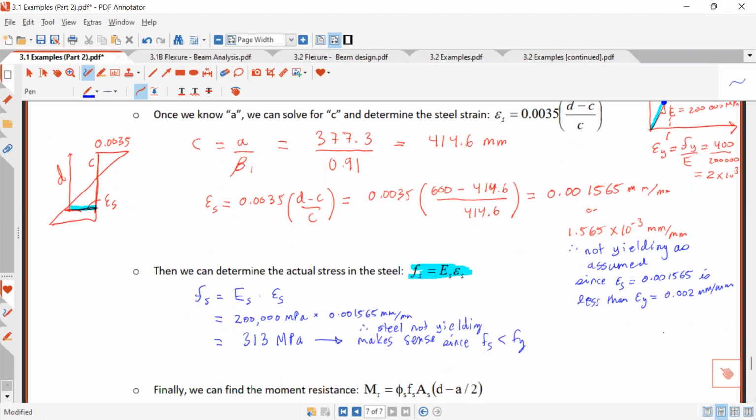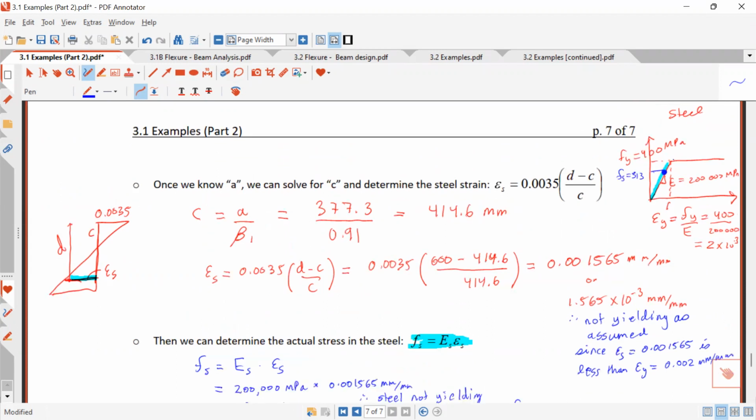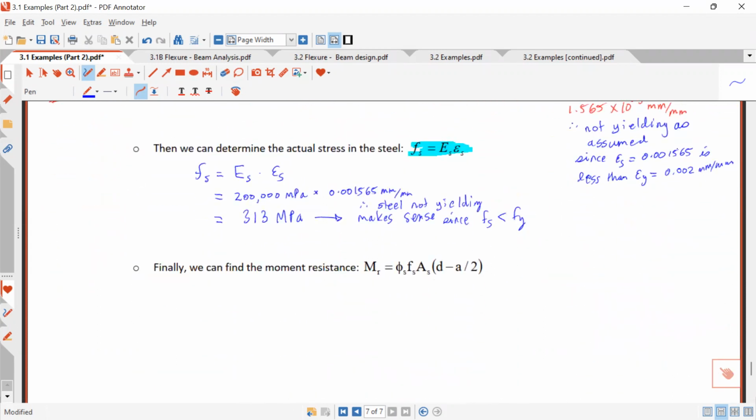Hopefully that's clear. We found this thing. We're here. Fs equals 313. Once we have this, now we can find the moment resistance. It's the same thing as before, but we use Fs, not Fy. So our MR is just going to be phi s times Fs times d minus a over 2.